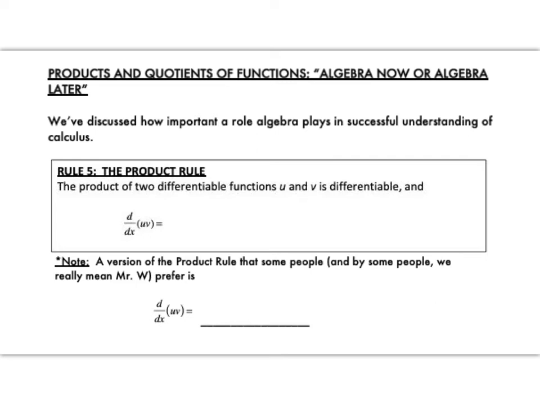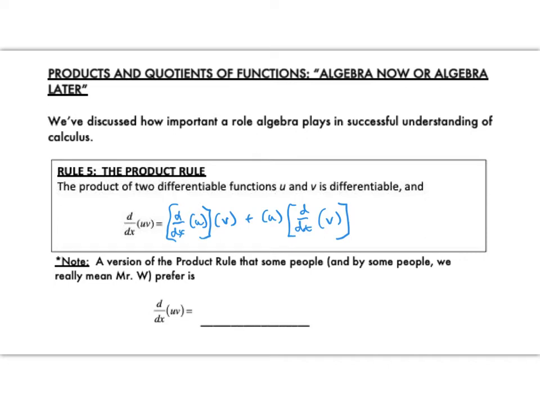So as we talk about this, we're going to discover there's more than one way to do the problem, but we also know that some ways are more efficient than others. So we've got two different functions that are being multiplied together. We can take the derivative by taking the derivative of the first times the second function, and then we take the first function and then multiply it by the derivative of the second function. And that's how you do the product rule.